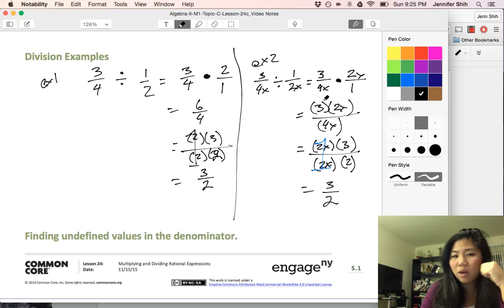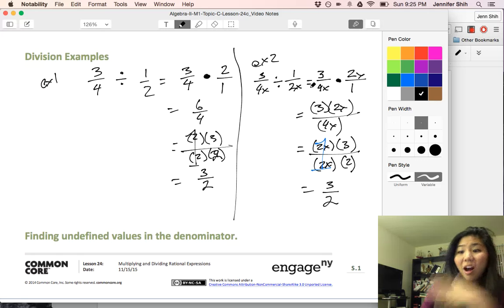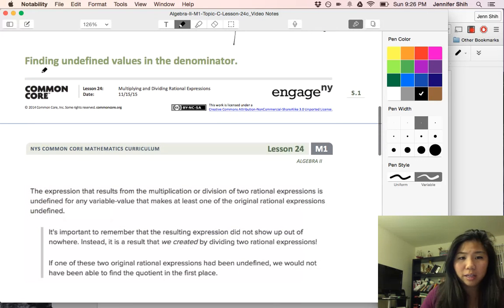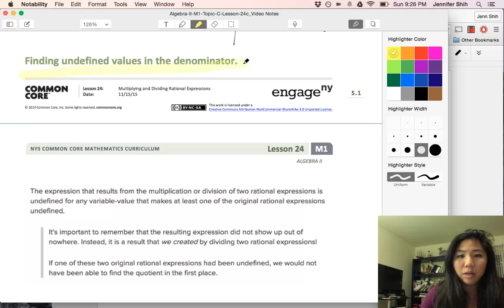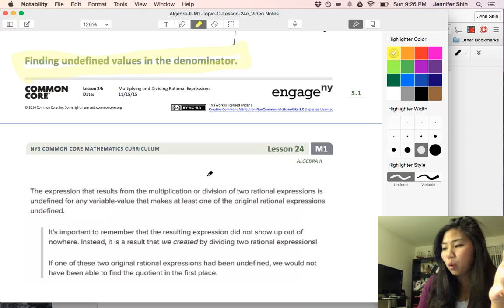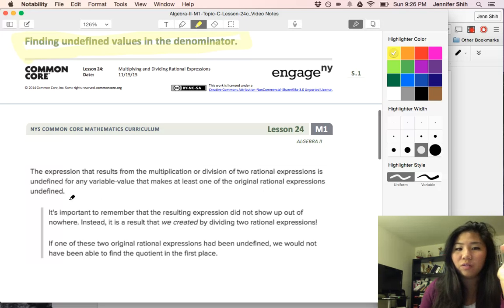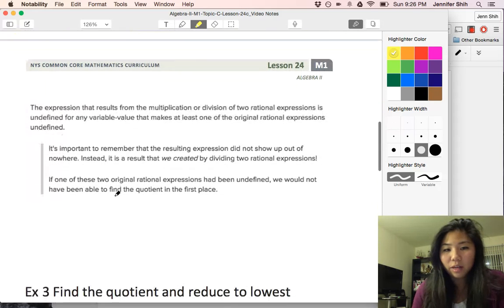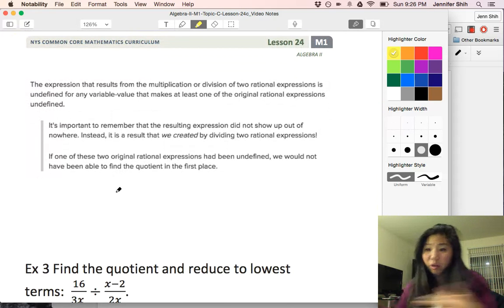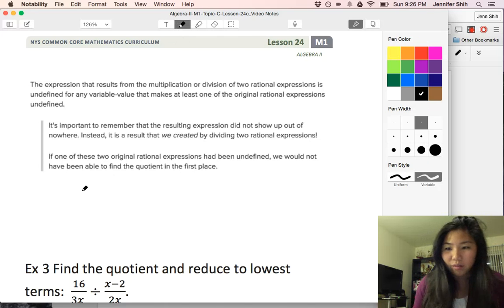The only thing we have to do first is talk about how to find undefined values in the denominator. What I didn't do in this example was call out the values that would make the rational expression undefined. So in the next part of your notes, which you are titling Finding Undefined Values in the Denominator, let's read a little text that talks more about undefined values. An expression that results from the multiplication or division of two rational expressions is undefined for any variable value that makes at least one of the original rational expressions undefined. That means if there is a value that makes it undefined in any way, then it's going to be undefined for the entire problem.